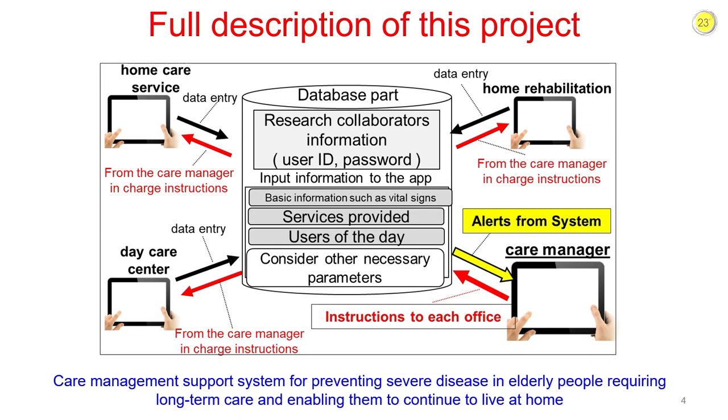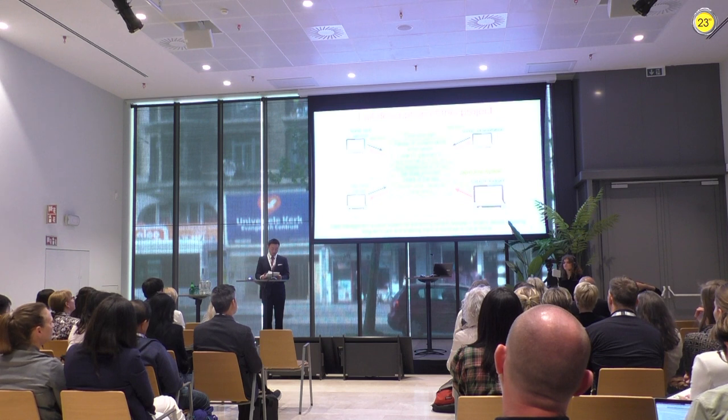This figure shows the overall picture of our project. As an example, this figure shows a case in which an elderly person in need of care uses 3 services: home care service, daycare center, and home rehabilitation. When each service is provided, necessary information is entered into the application and stored in the database section on the cloud. Since the amount of information is enormous, the information is analyzed by AI, and when a decline in ADL is predicted, the system alerts the care manager in charge of the patient. Upon receiving an alert, the care manager will issue instructions to the patient and service providers to prevent ADL decline through early intervention.